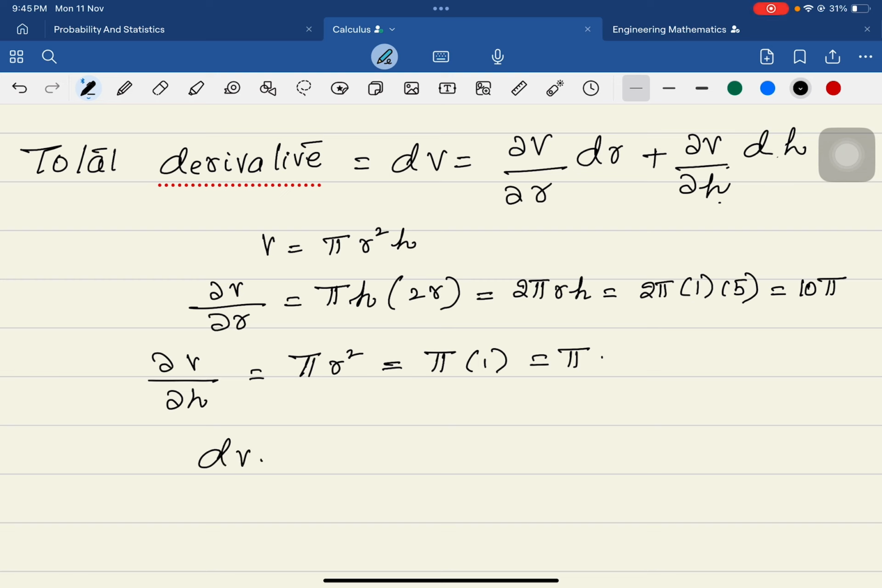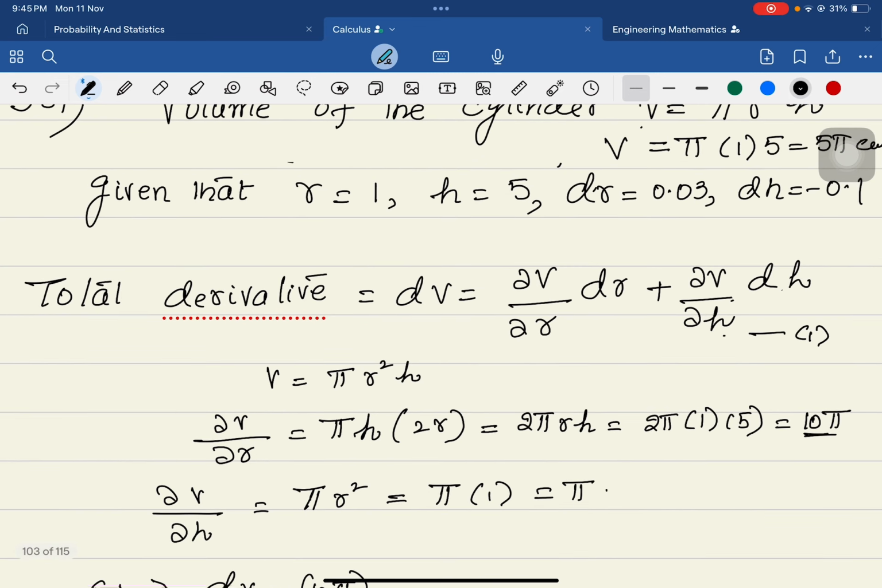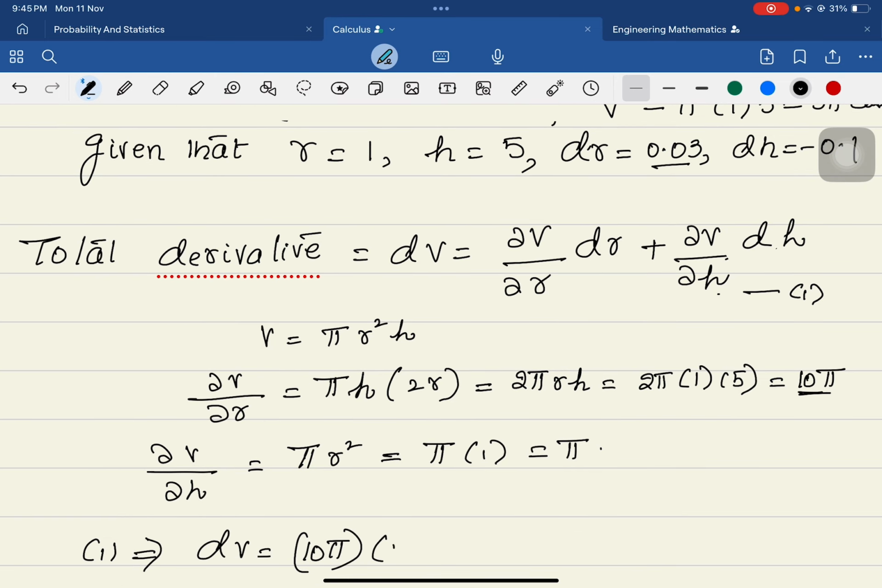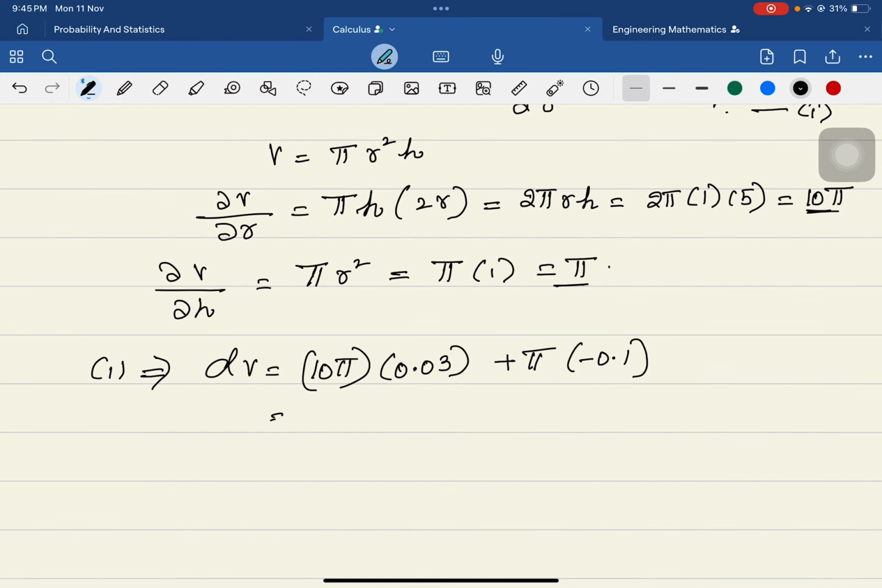Right. Now what is dV? dV is given by dou V by dou r, which from equation 1 is 10 pi, times dr. The change in r is already given, it is 0.03. So 10 pi times 0.03, and then dou V by dou h, which we got as pi, times minus 0.1. So what it gives you is 0.3 pi minus 0.1 pi, that is 0.2 pi, the total error or the total change.